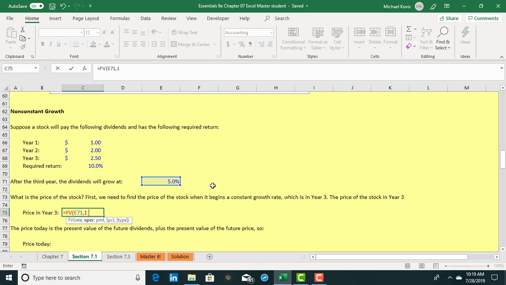divided by required return minus parentheses. We're thinking it's going to be worth $52.50.